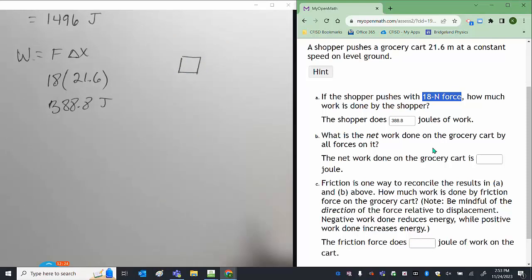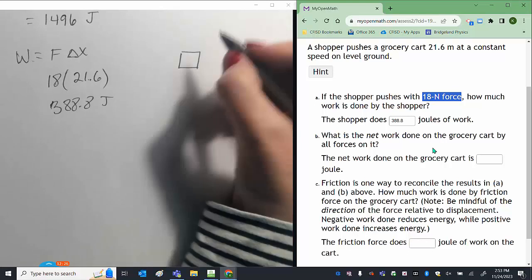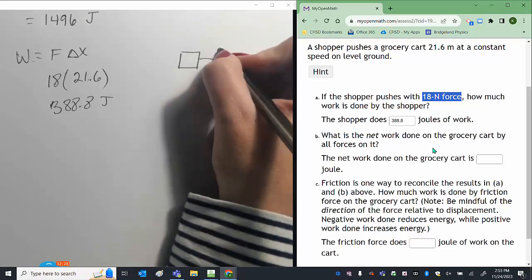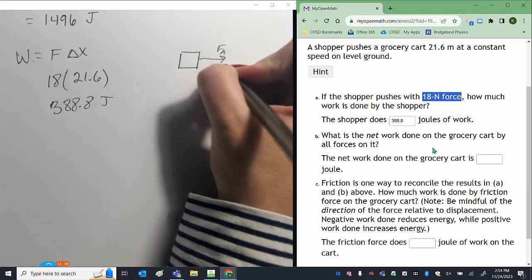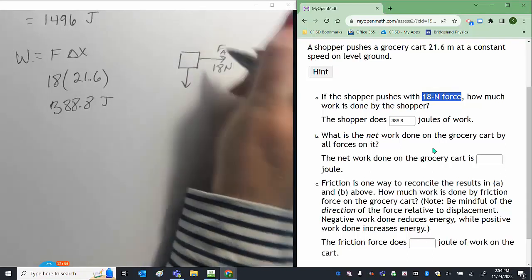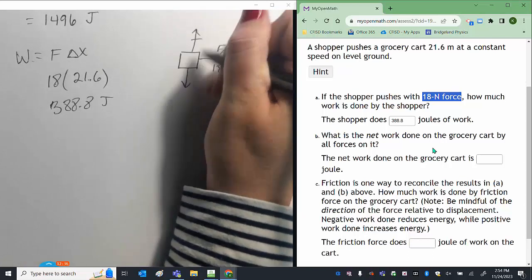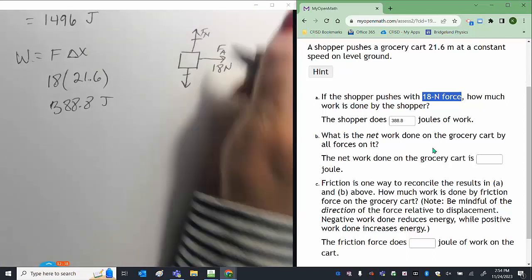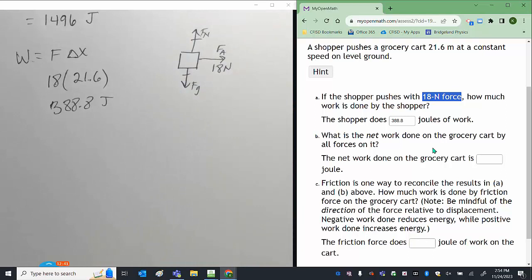I'm going to go ahead and say that my applied force from my shopper is this way. So that's going to be my applied force. That's that 18 newtons that we just looked at. I know that I have Fg and I know that I have Fn. Those are not going to be really involved with any of the motion of this cart because those are just going to be equal and opposite since my cart is simply moving across level ground.